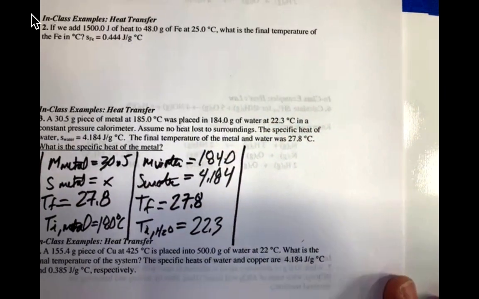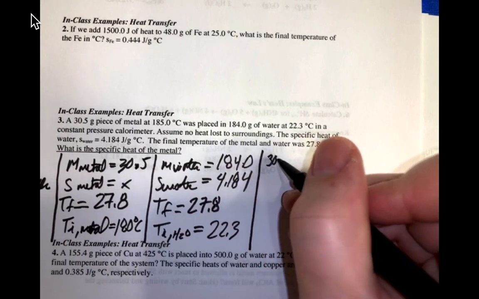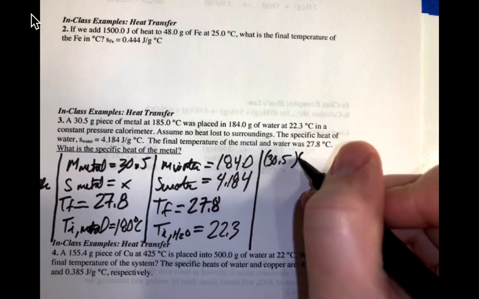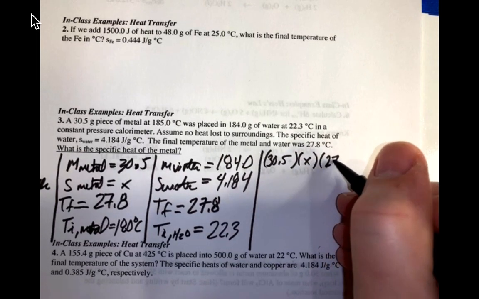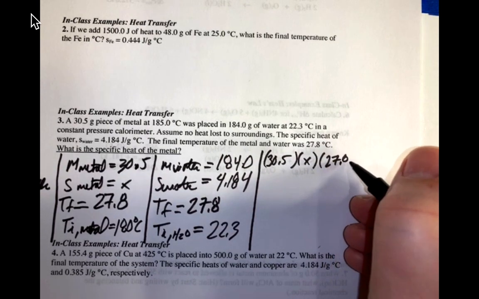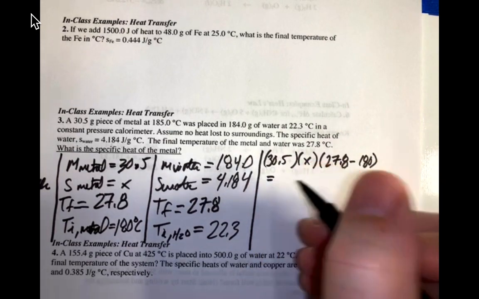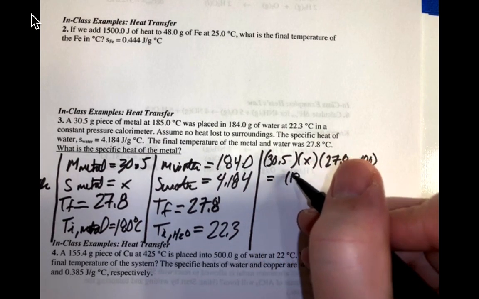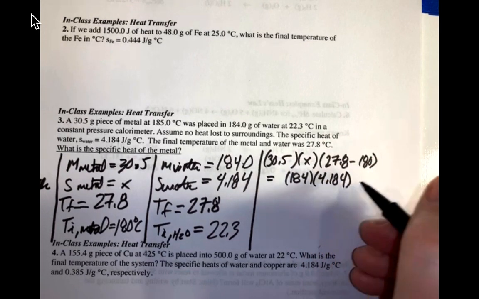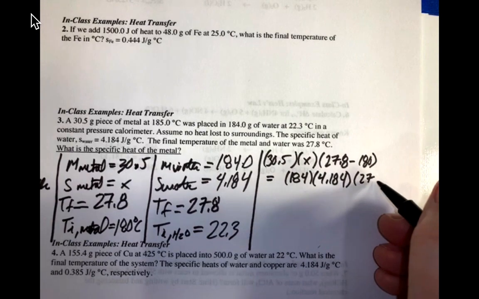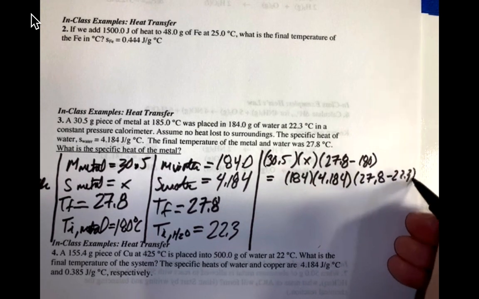Okay, so now let's get all this fed into an equation. So 30.5 times X times 27.8 minus 180 is equal to 184 times 4.184 times 27.8 minus 22.3.